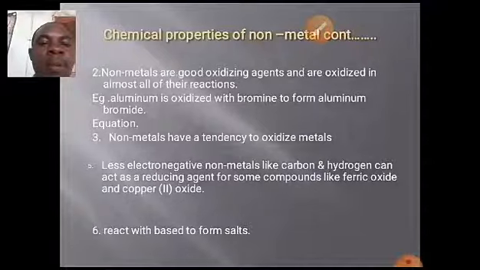Also, they react with bases to form salt. Because oxides of non-metals are acidic oxides, when they react with a base they form a salt and water.